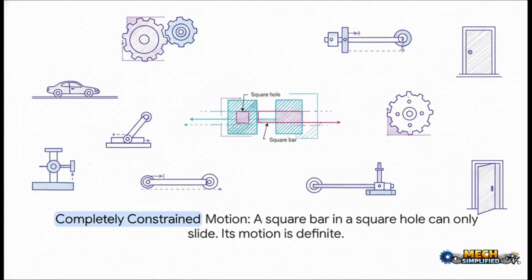Okay, but now look at this. A square bar in a square hole. Simple, right? But it changes everything. Now, no matter how you push on that bar, it can only do one thing: slide. That's it. It can't rotate. The geometry itself has completely constrained its motion to one predictable direction. This is the bedrock of countless machines.